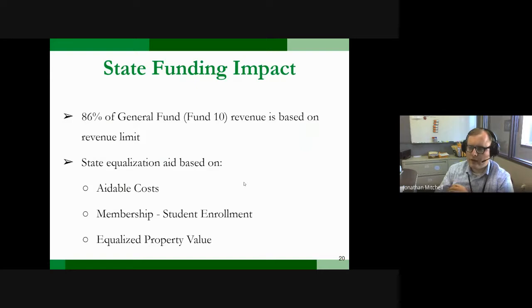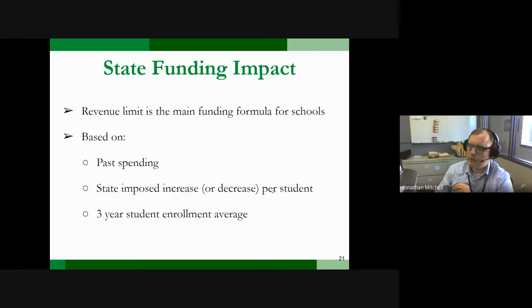86% of our general operational funds revenues is based on the revenue limit. And then the state equalization aid portion of that is based on our costs, our student enrollment, and that property valuation we spoke of. So the revenue limit is based on past spending, the state increase or decrease per student, and a 3-year student enrollment average.